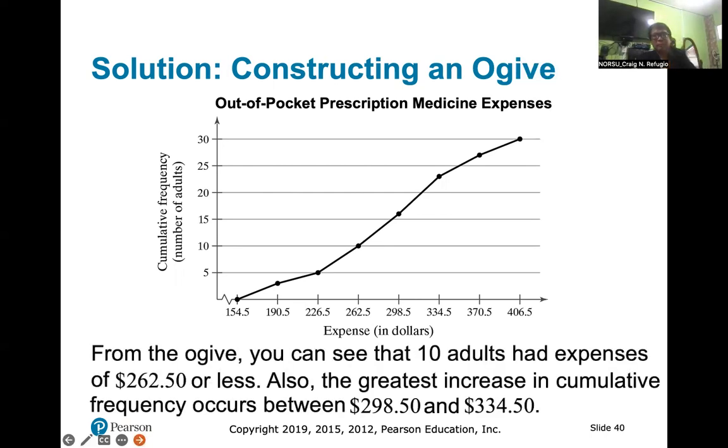From the ogive, you can see that 10 adults had expenses of 262.50 or less. Also, the greatest increase in cumulative frequency occurs between 298.50 and 334.50. So if you look at this kind of presentation, this is an example of an interpretive exercise, the one that I mentioned earlier in our class.